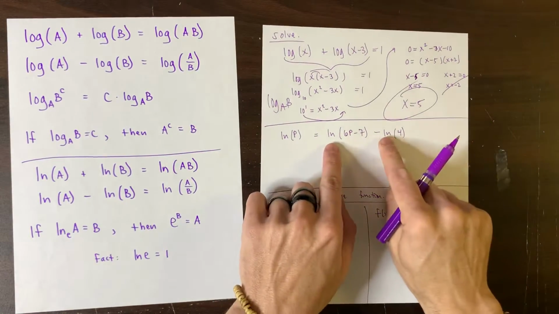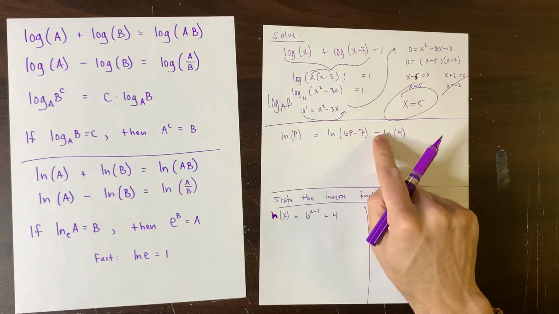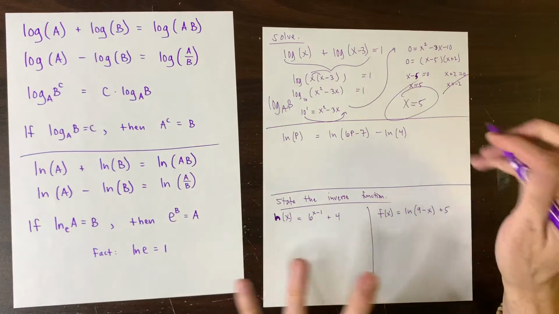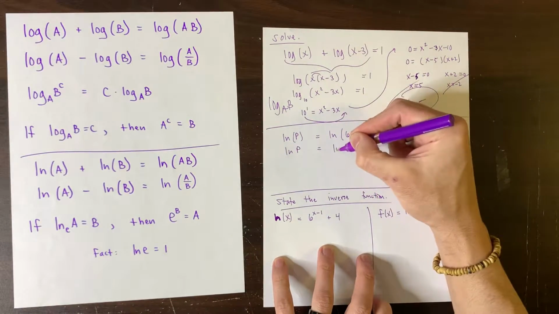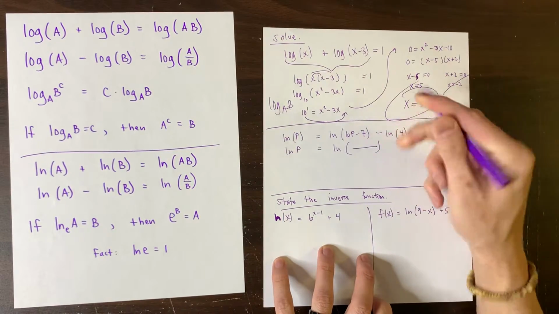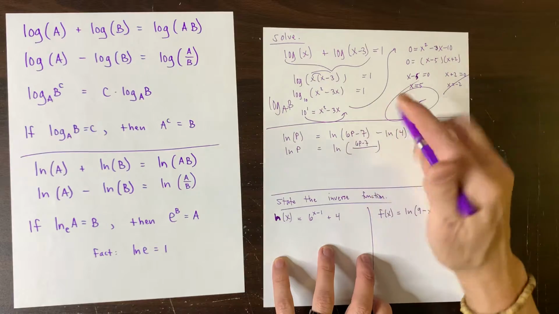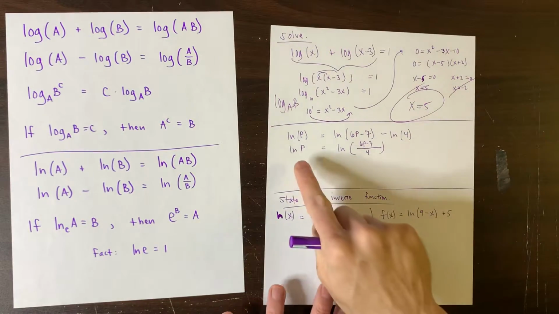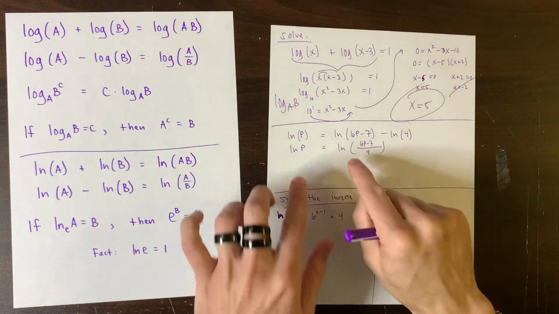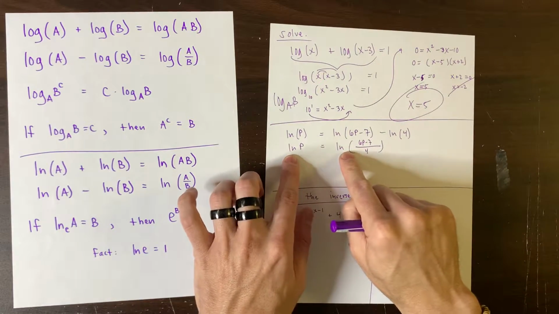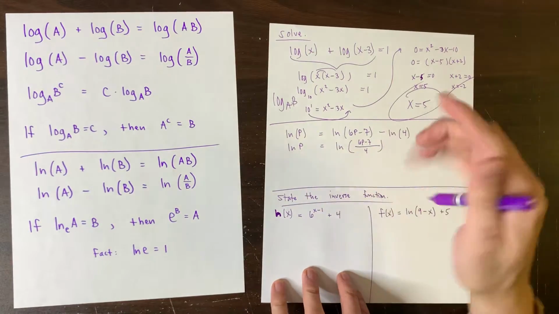How about here? I have two natural logs on the same side. I'm trying to mesh them into one. They are being subtracted, so I'm going to do this property here. So ln of p stays the same, and these two logs become one log, but I'm going to take this argument in the top and that argument in the bottom. Now check it out. I have one log on each side, and it's the same type of log. So the ln's vanish, and you're basically left with p equals that.